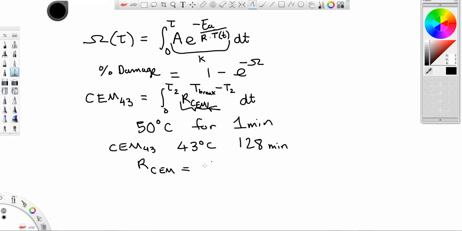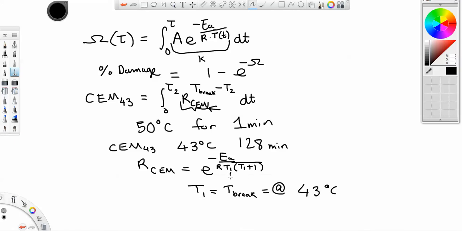R_CEM is defined as e to the minus activation energy divided by R times T1, plus 1. T1 is the same thing as T break, the breaking point of the cell. So usually it's at 43 degrees Celsius, and this temperature you have to put in kelvins, not Celsius. You need to convert that to Kelvin. Okay.